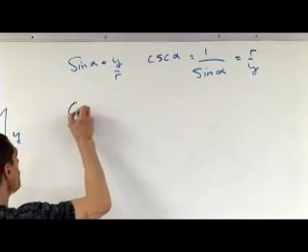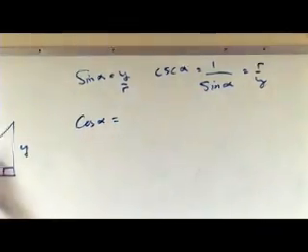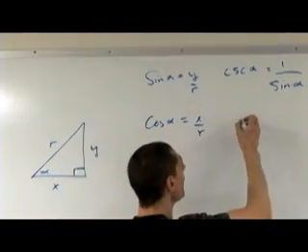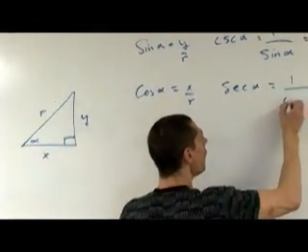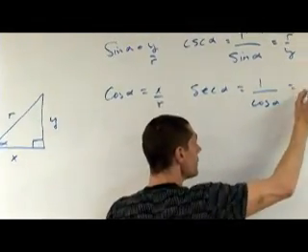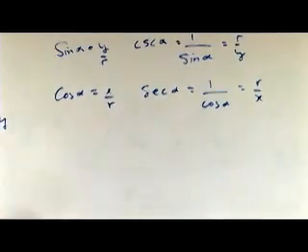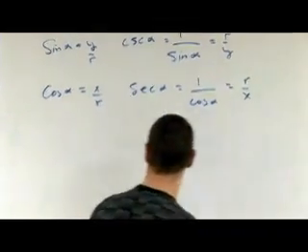We have cosine of alpha is equal to x divided by r. And now we're going to define secant alpha, which is 1 over cosine alpha. So this is just r divided by x. Obviously x can't be 0. We're going to talk a little bit about where these are defined and where they're not.